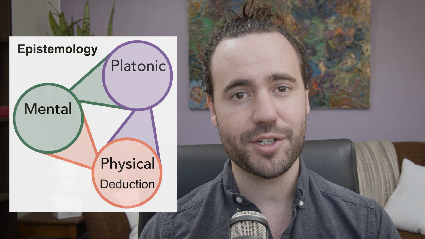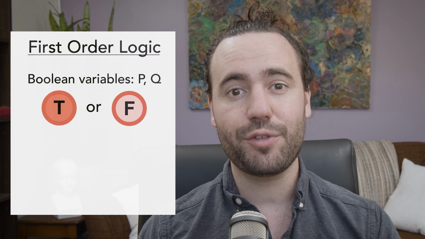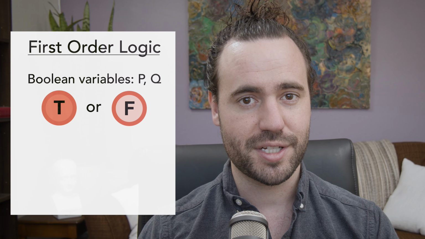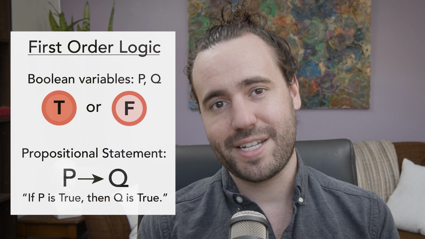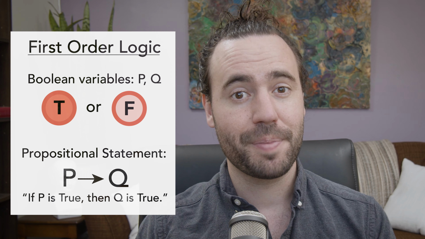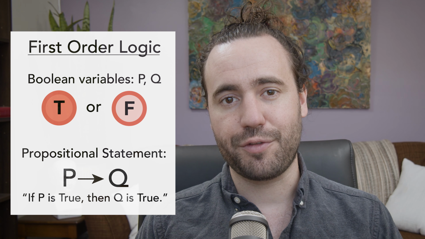So last week, we talked about deduction, and deduction fits squarely in the physical world because it conceptualizes everything as discrete variables that are either true or false. And then there's propositional logical statements to go from one set of true or false variables to another, and you can basically, through the process of deduction, figure out if new variables are true or false. And first-order logic is relevant to consciousness because digital computers are essentially first-order logical systems.